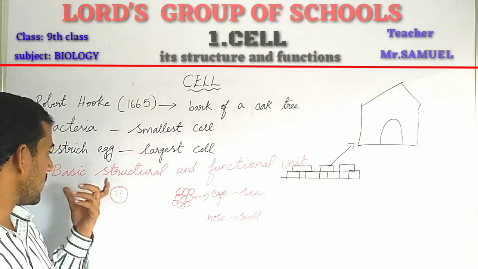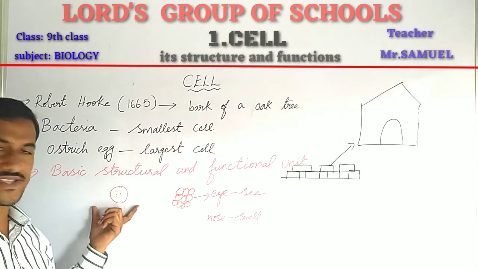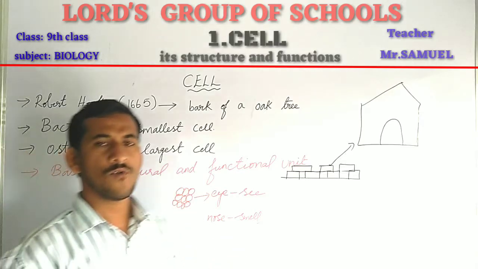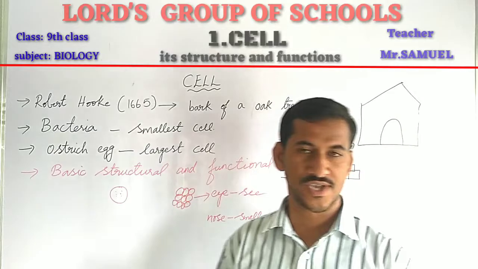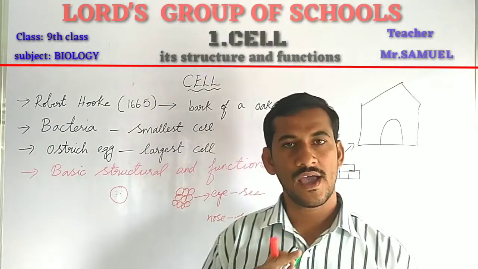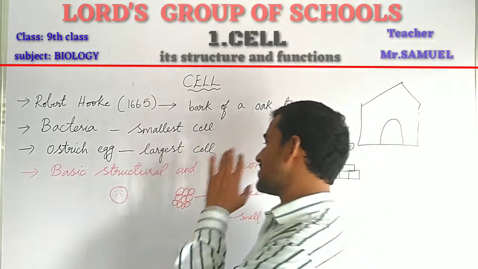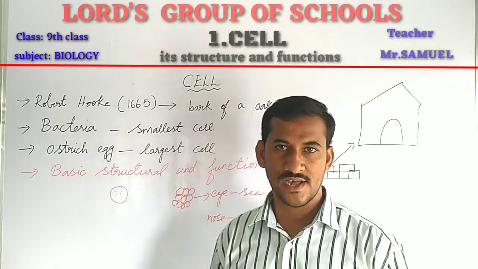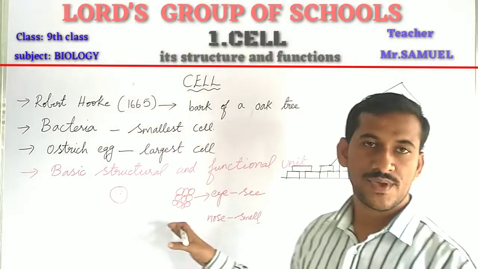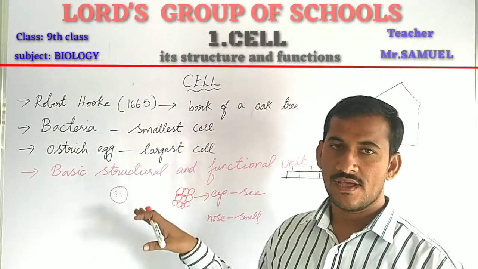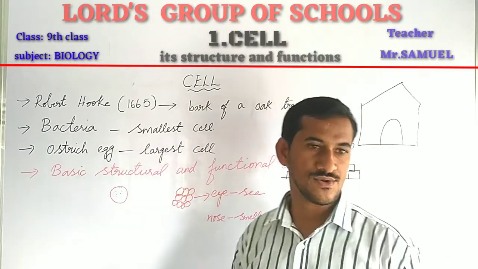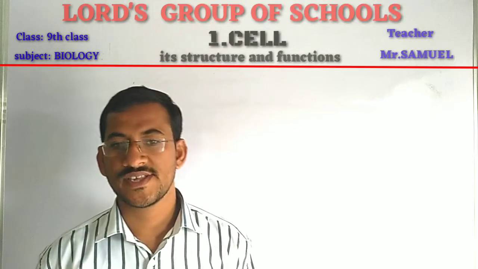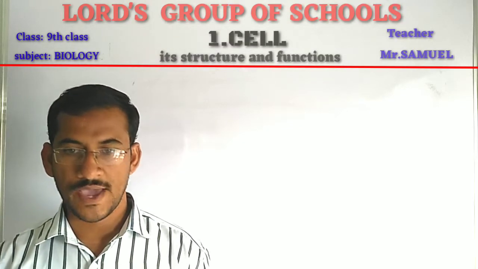For example, in unicellular organisms, only one cell is present, and this one cell will perform all the functions like respiration, reproduction, excretion and everything. Whereas in multicellular organisms, like human beings or plants, different cells perform different functions and help us to survive. Every cell contains 5 parts.